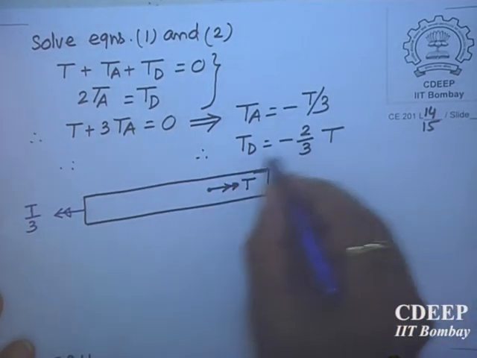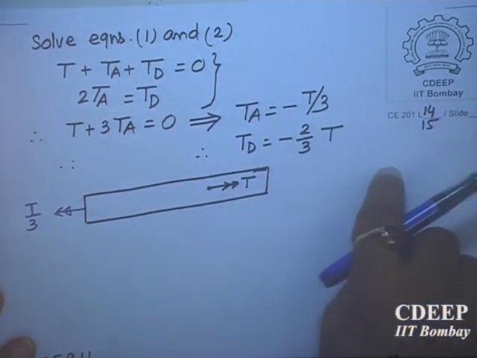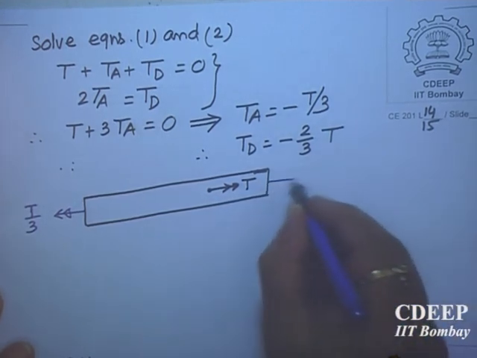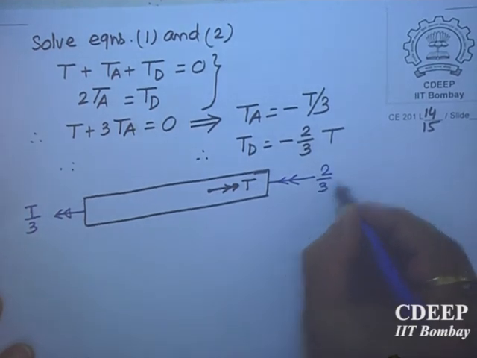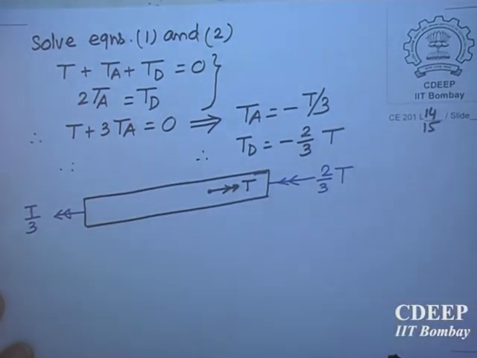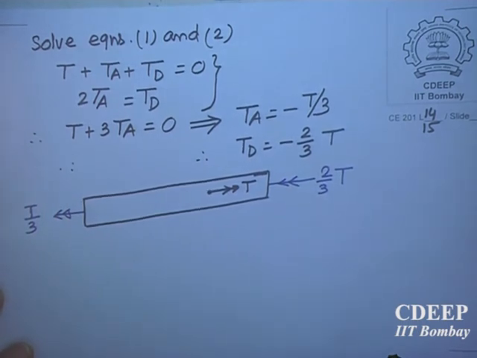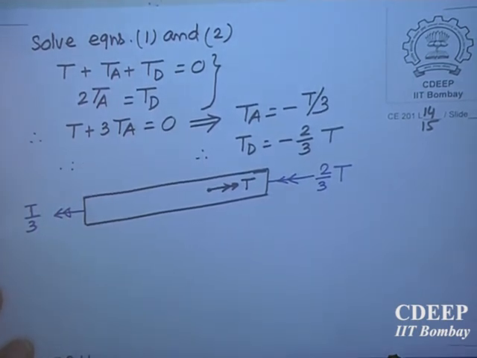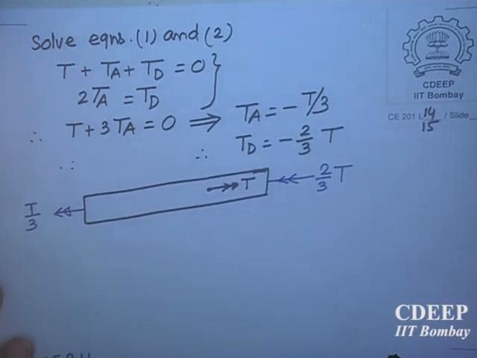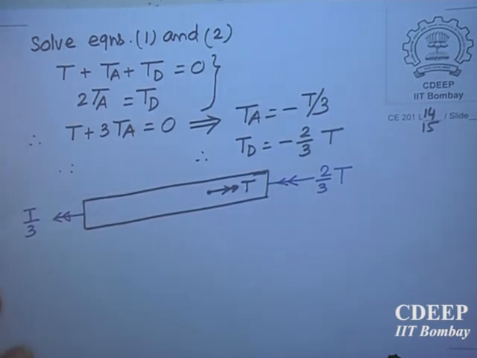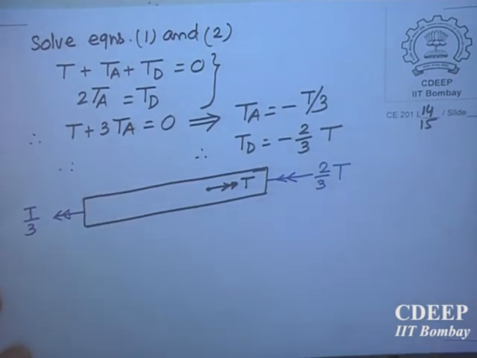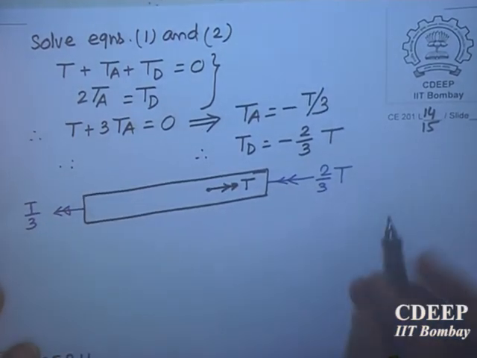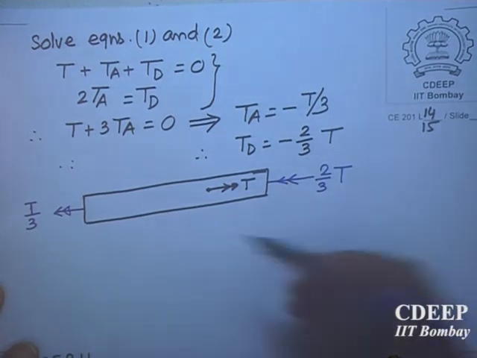Similarly, TD also is minus. We had assumed positive x direction. So here again it will be like this, 2/3. Now please see whether it is in equilibrium or not. This rod is in a state of equilibrium. Sum of all forces is 0. So this is the solution. So the reactions will be like this.